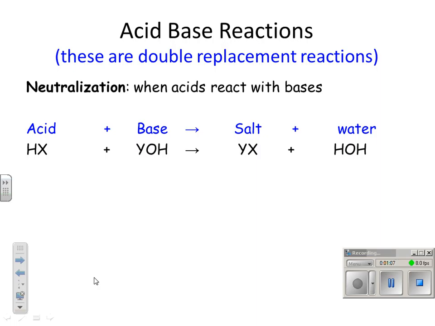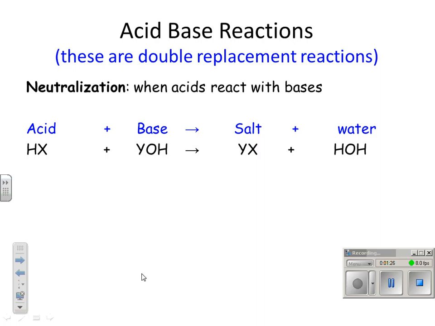They are going to make what is technically called a salt. It is an ionic compound of a parent acid and a parent base. And then the other product is water. And the pH of this reaction, as you may have guessed, is neutral.